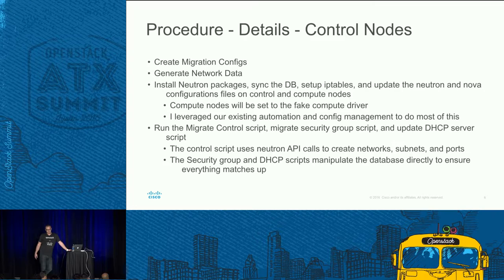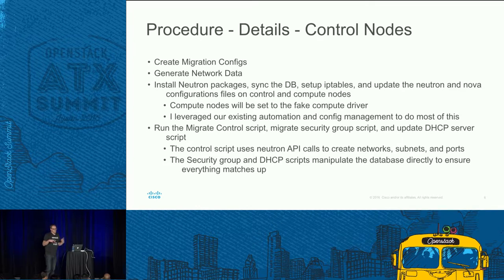We update the Neutron and the Nova config files on the control nodes and on the compute nodes. And again, that goes back to that port binding stuff. We have to update the compute nodes to use the fake compute driver. Otherwise, when we do the port attaches in Neutron, it will actually attach the ports, which you don't want to happen. That causes trouble for you. Not that I know from experience.